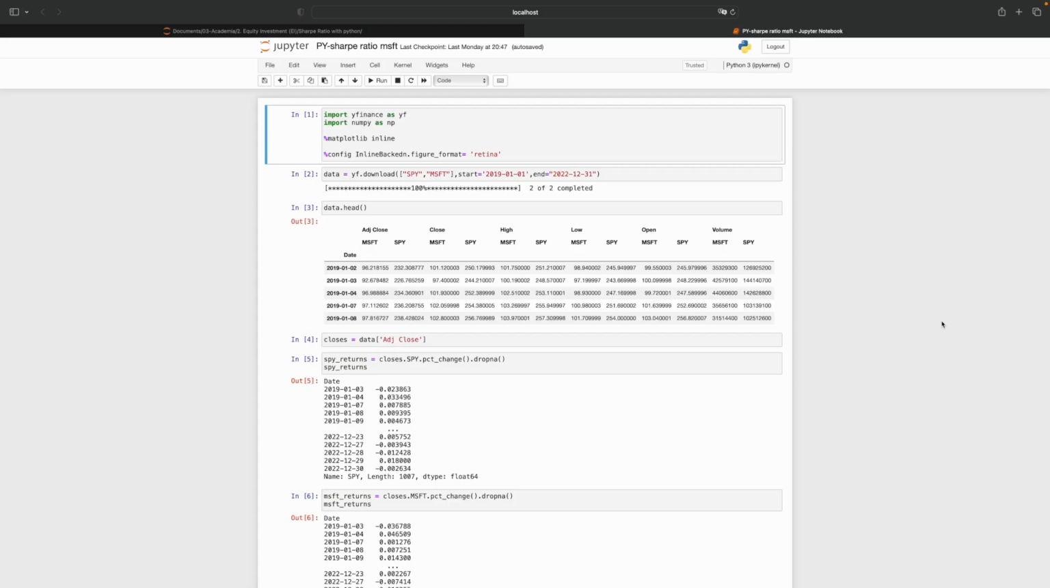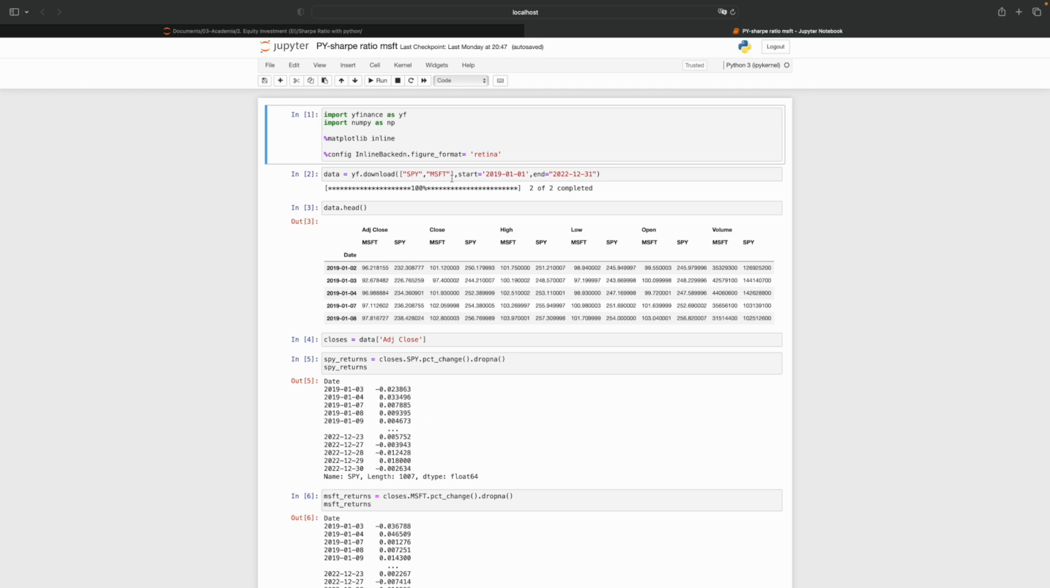Now, let's delve into generating the Sharpe ratio using Python. To begin with, we will need to download two essential libraries, YFinance and NumPy. This will enable us to download financial data and perform necessary calculations. For analysis purposes, we will select two stocks, SPY and MSFT. SPY stands for Standard & Poor's 500 and MSFT stands for Microsoft.